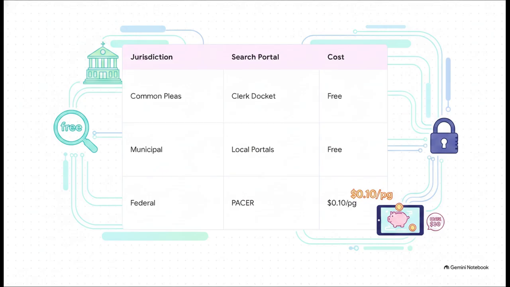They fall under the U.S. District Court. For those, you're going to need to register for the federal system, which is called PACER. Just keep in mind, PACER is not free. They charge 10 cents a page, though the fees do cap out at $30 per document.